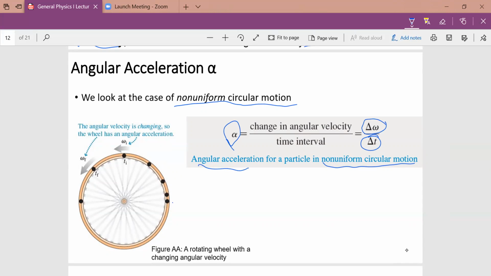So we see the same analogy in the bicycle wheel as a rigid body. The angular velocity is changing. We can see from the dots how the distance is getting wider to indicate that there's acceleration in this direction.